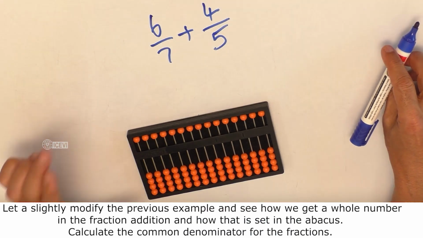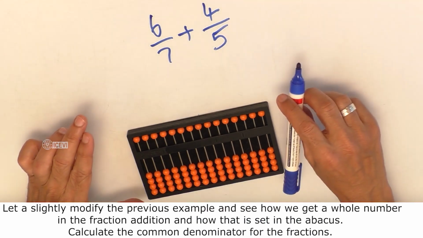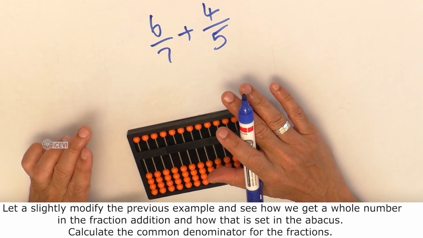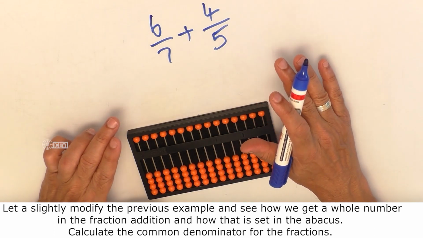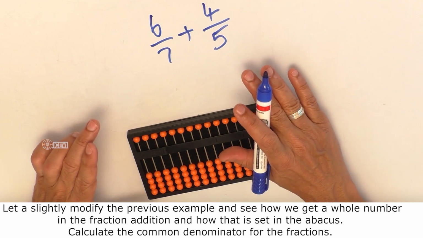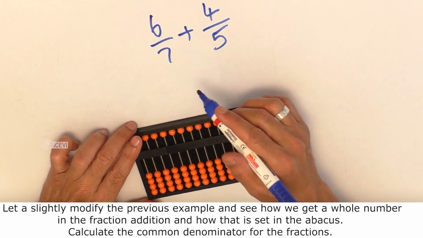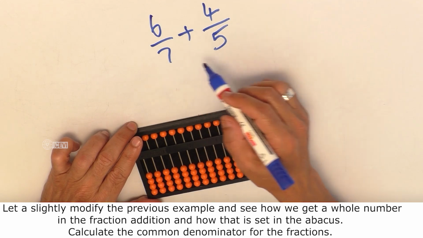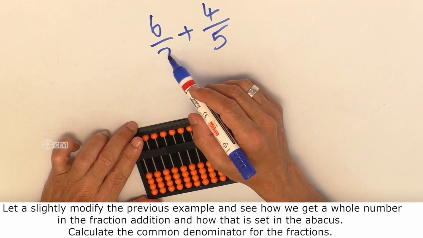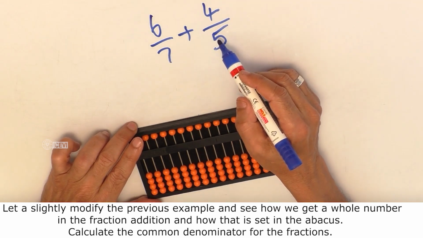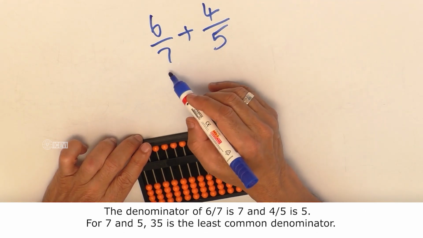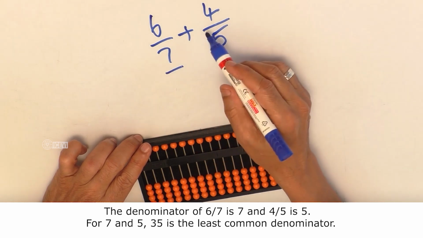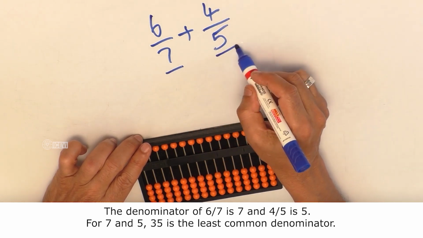Let us slightly modify the previous example and see how we get a whole number in the fraction addition and how that is set in the abacus. Let us calculate the common denominator for the fractions 6 by 7 and 4 by 5. The denominator of 6 by 7 is 7 and of 4 by 5 is 5.